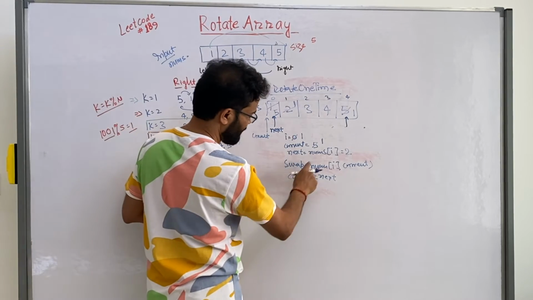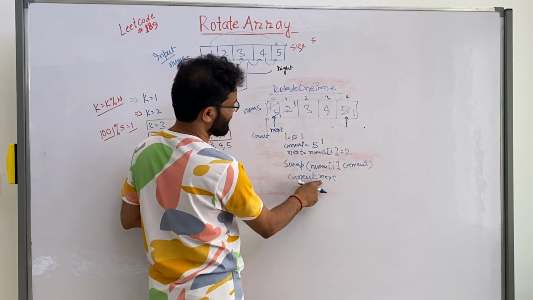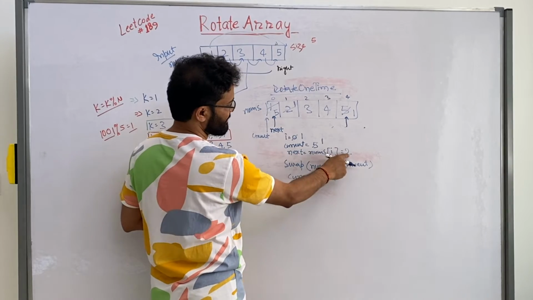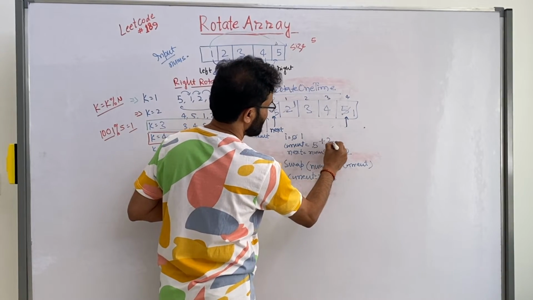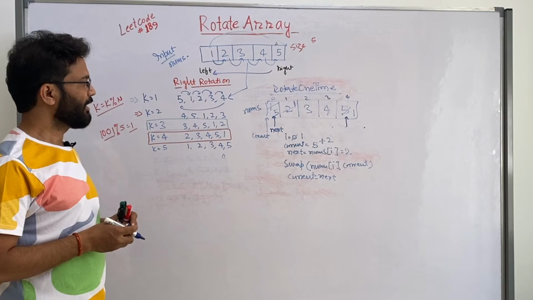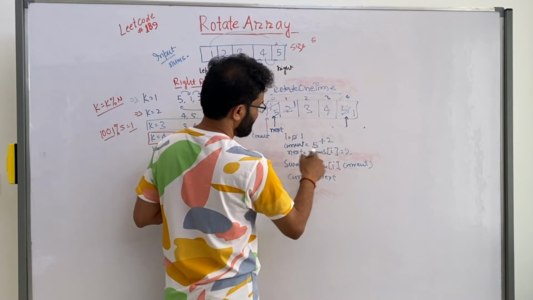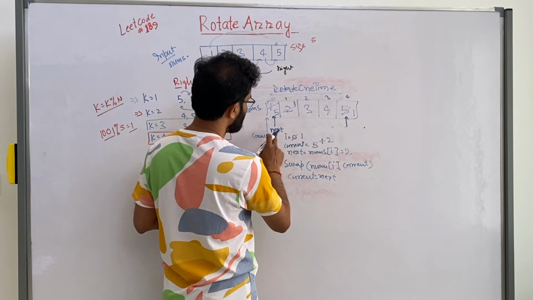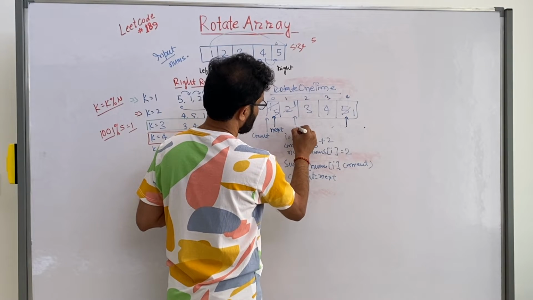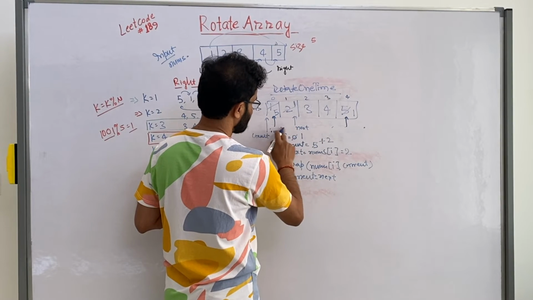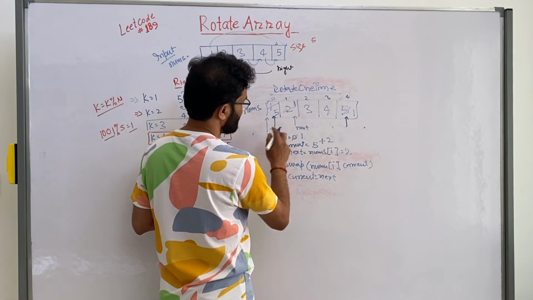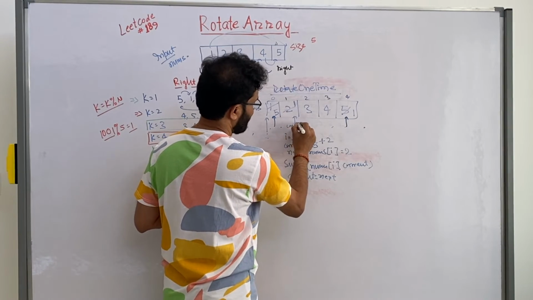And again, if you come here, current becomes the next. What is the next? Next is equal to 2, so current becomes 2. If you do the same thing, so now if you go to the next, this is your next. After this step, this is also the current, right?